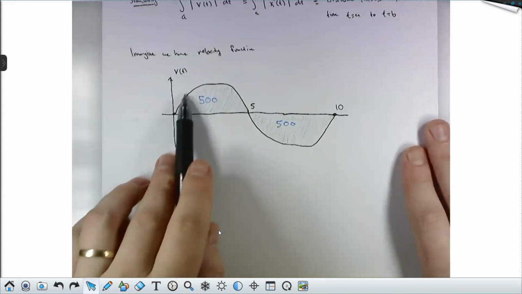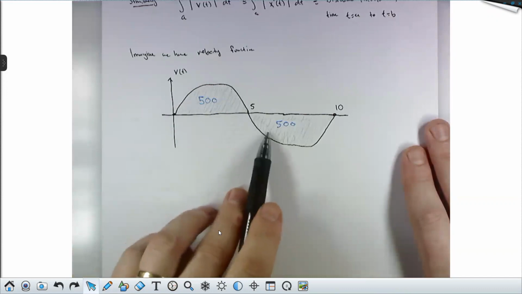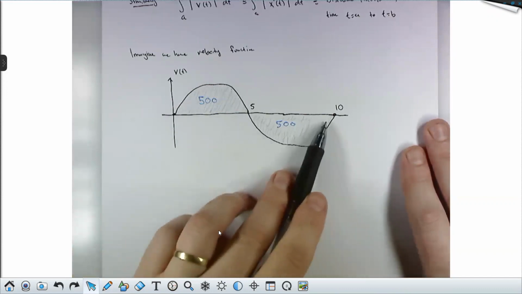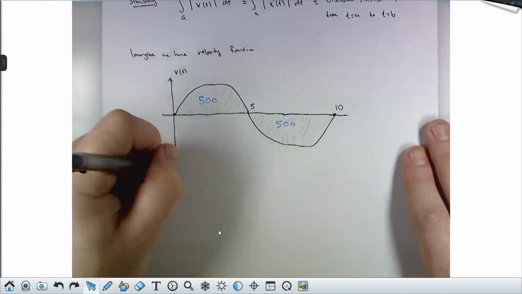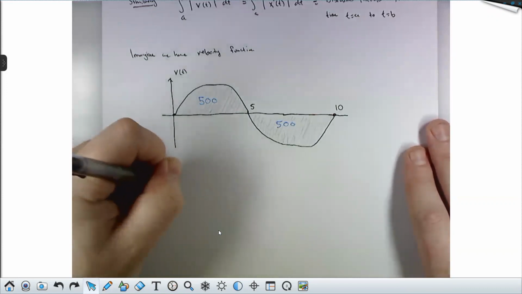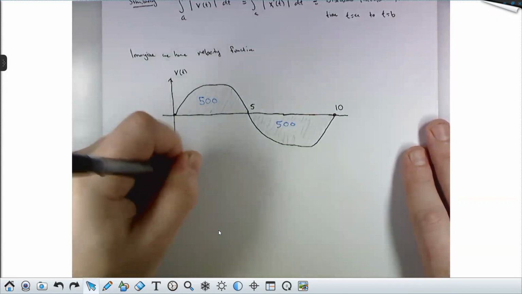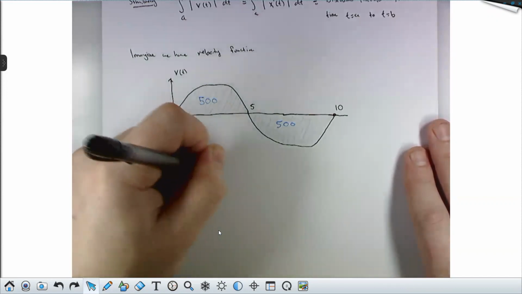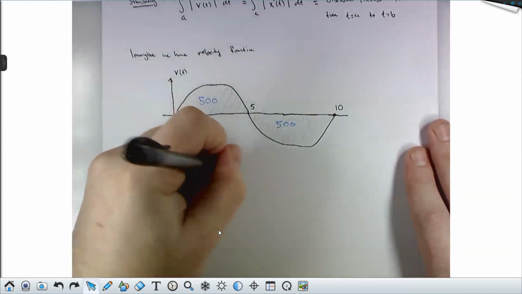Everywhere my velocity is positive, I'm walking away from home. Everywhere my velocity is negative, I'm walking back towards home. So the integral from 0 to 5 of v of t dt would be the distance I walk to the grocery store, and that would be 500.